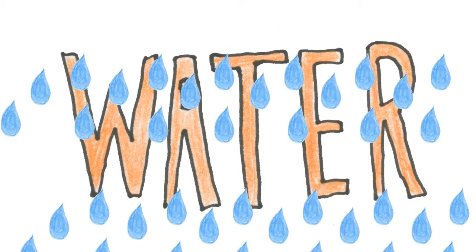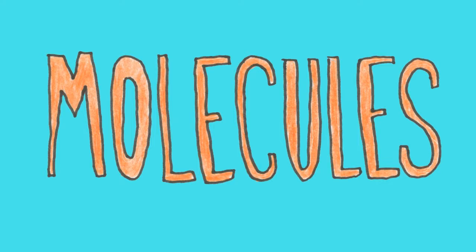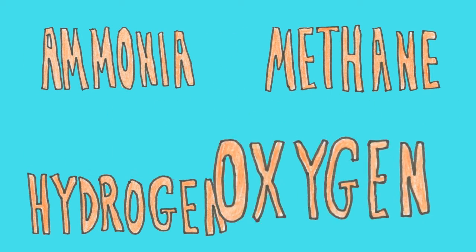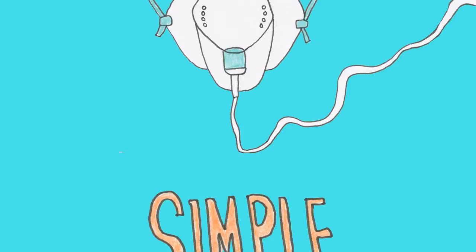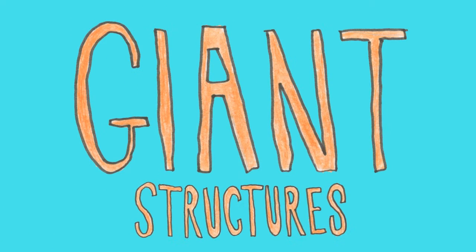As well as in water, covalent bonds are also seen in other molecules, such as ammonia, methane, hydrogen, oxygen, and hydrogen chloride. Substances with covalent bonds can either be simple molecules, like oxygen or water, or giant structures, like graphite or diamond.